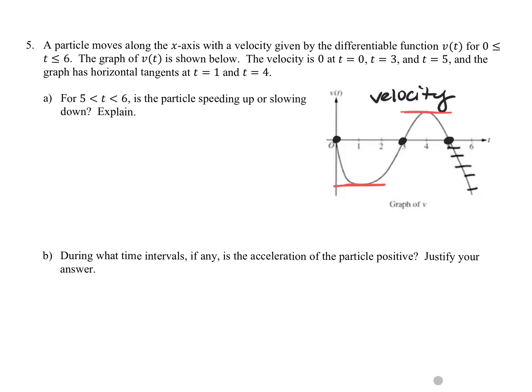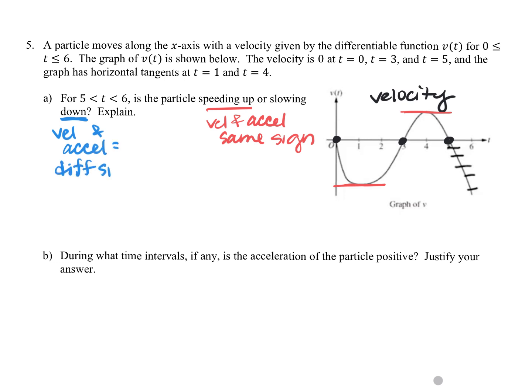So is it speeding up or slowing down? Reminder, for something to be speeding up, my velocity and acceleration have to have the same sign. If it's slowing down, the velocity and acceleration have different signs. And again, you don't have to write that down if you don't need that. But from this velocity graph, how the heck am I going to figure that out? Let's talk velocity of this graph between 5 and 6.